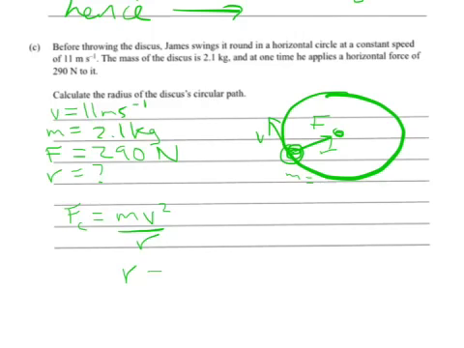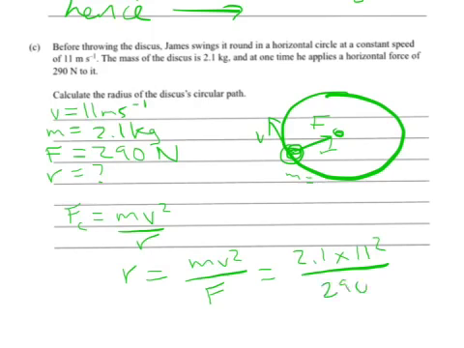So we rearrange this for r, so it'll be mv squared over F, and we just substitute those in. Mass in the top, 2.1, times v squared, which is 11 squared. Don't forget the squared, everybody tends to do that, or a lot of people do that. Divided by the F, which is 290, and that gives you a radius of 0.88 meters, according to the marking schedule which I'm reading off. There you go. Nice, quick, fast one.